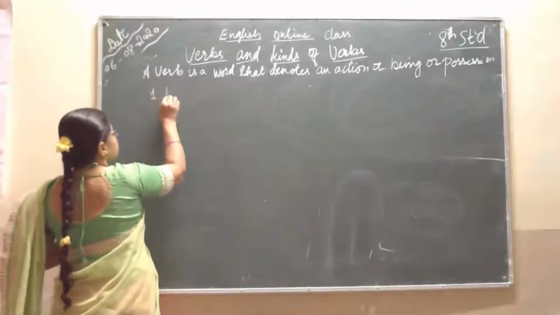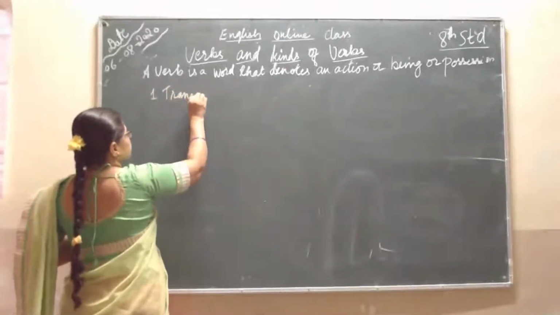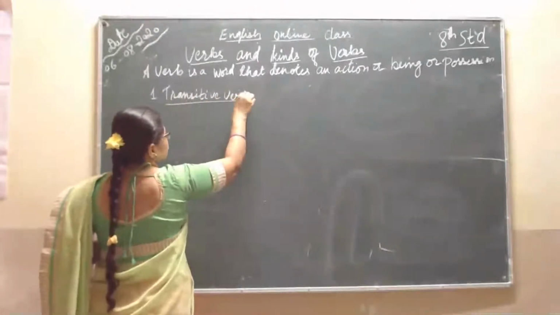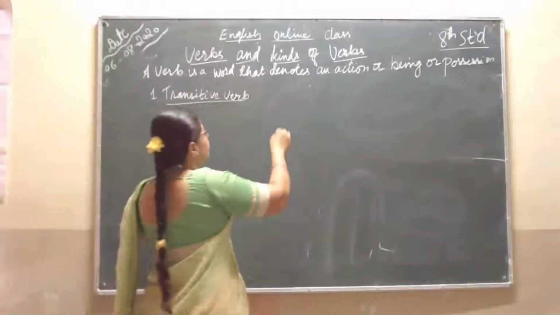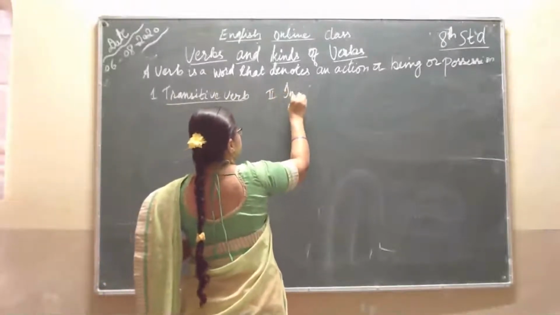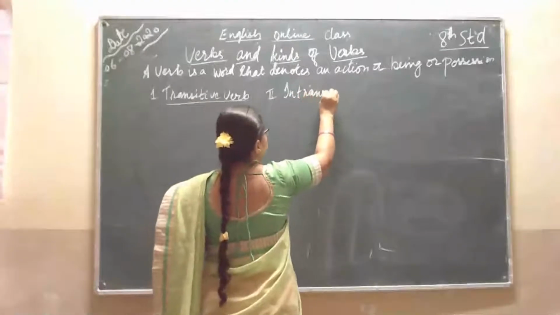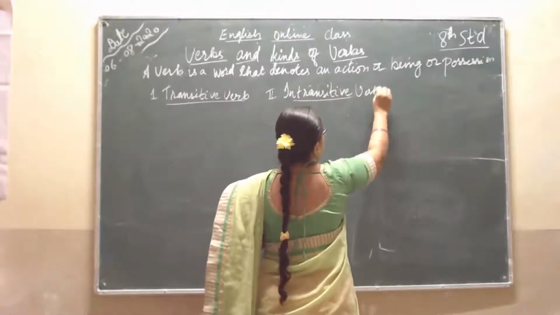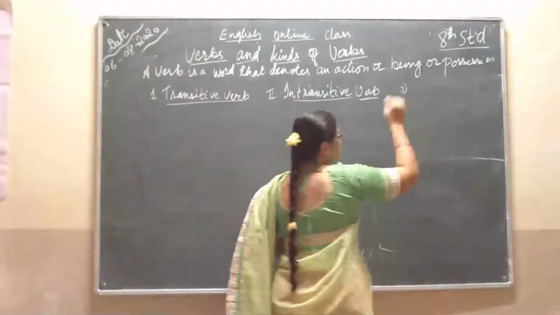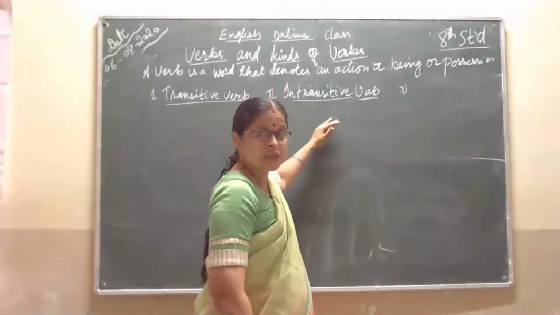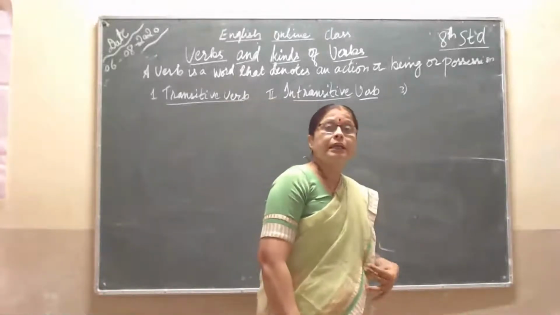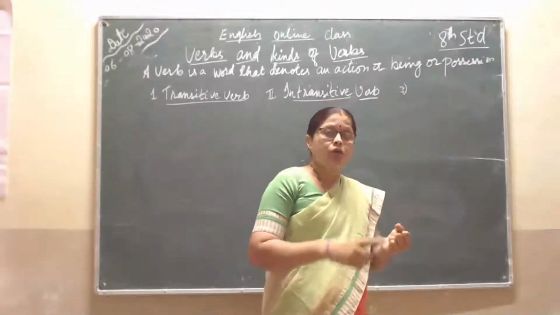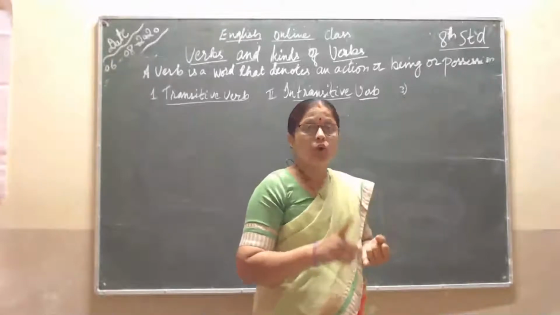The first one is the transitive verb. Then the second is the intransitive verb. Then the third, the verbs of incomplete predication. Some verbs are there which we can't complete by themselves. They are also called link verbs.